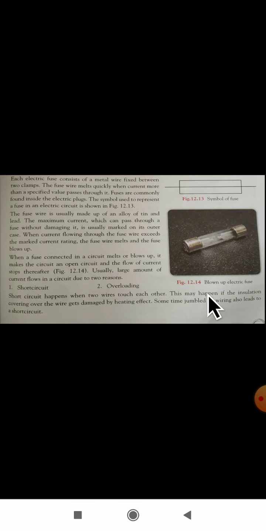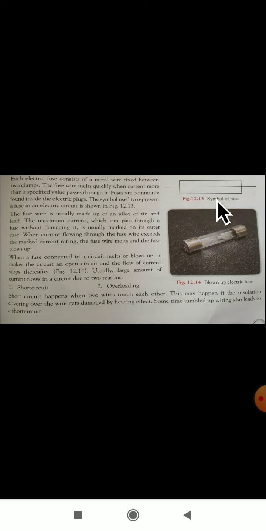Okay. Each electric fuse consists of a metal wire fixed between two clamps. This electric fuse will be in that device itself. How will it be? It consists of a metal wire fixed between two clamps. The fuse wire melts quickly when electric current more than a specified value passes through it. See, the fuse wire melts quickly when the current flow is more than the specified value, so it will melt automatically. Fuses are commonly found inside the electric plugs. The symbol used to represent an electric circuit.